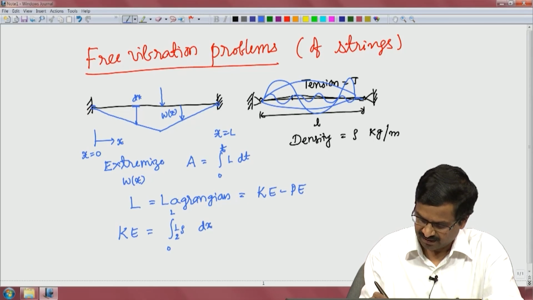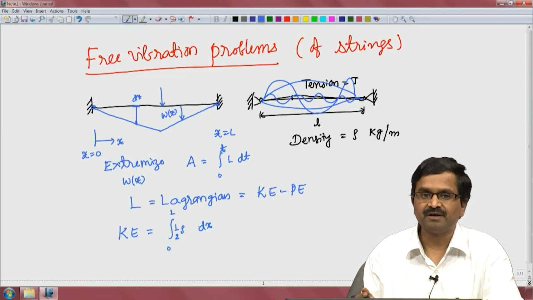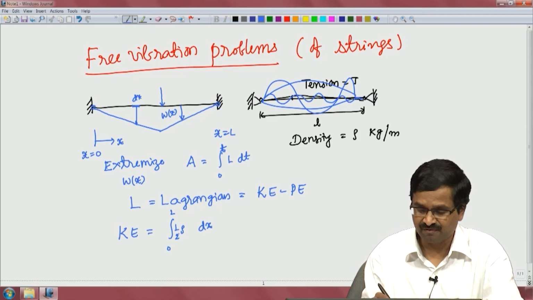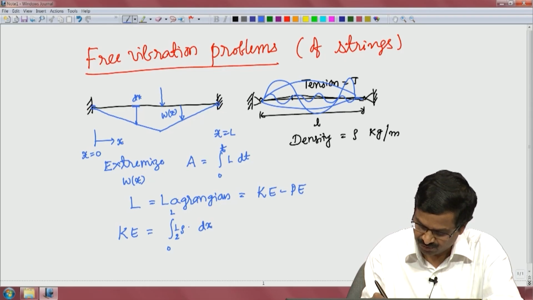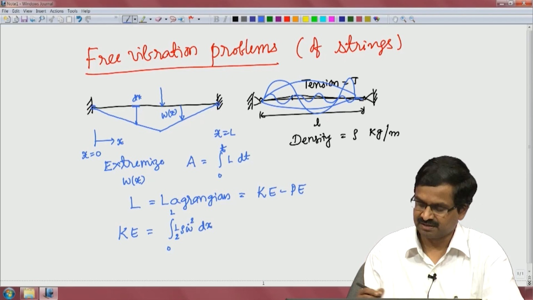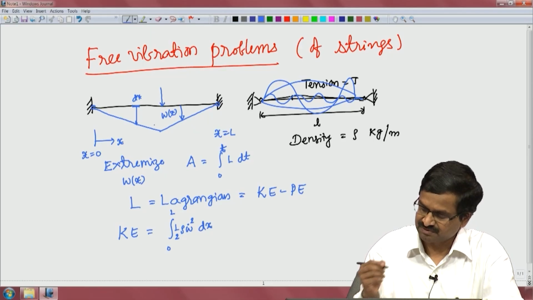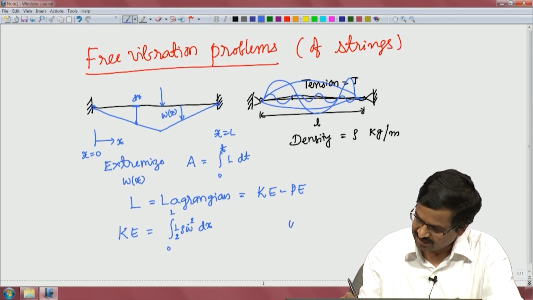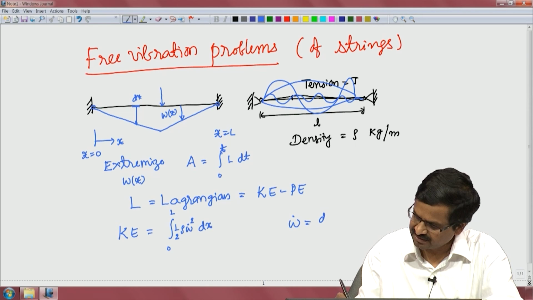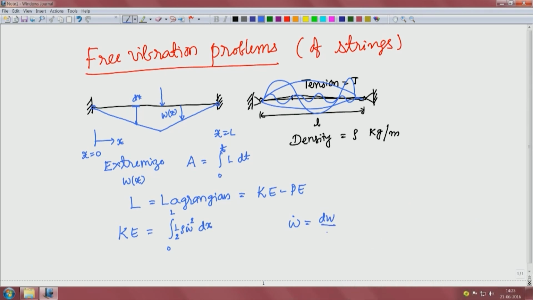That times dx, rho dx, will give me the mass. I have to put half mv square. Now, I have half m, and for v square I will put w dot square, because w is the transverse displacement. When I say w dot, what I mean is dw by dt. This is not omega, this is w. w dot is dw by dt. That is the kinetic energy.